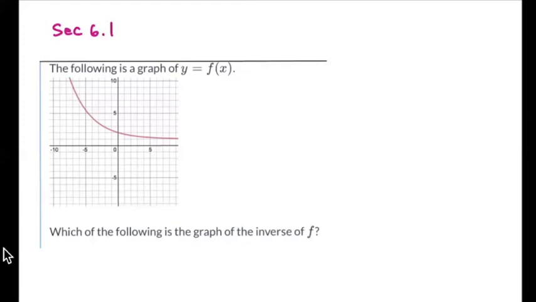From section 6.1, the question was, given a graph of a function, what would be the graph of the inverse of the function? So what you do is for every point in the original graph, you should swap the x and the y value. This is the same as considering the line y equals x and taking the reflection of the original graph with respect to that line.